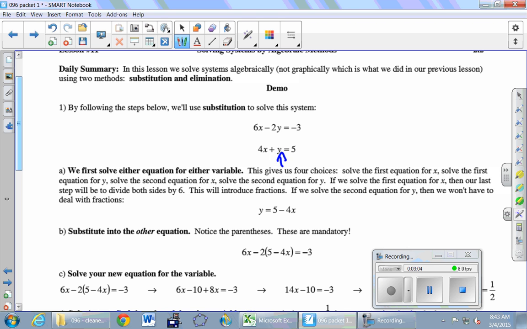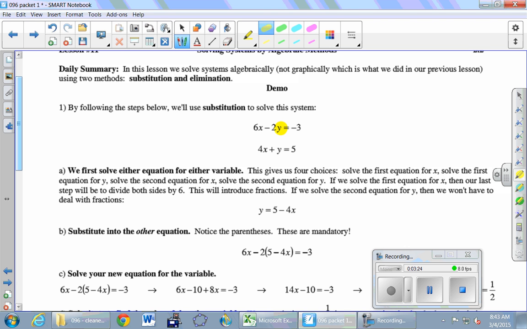So solve this guy for y by subtracting the 4x from both sides. Yeah? So everybody believes that? y is equal to 5 minus 4x. And then we're going to take that y and we're going to substitute it into the other equation. Which equation did we just solve, the first or second? The second one is the one we just solved. We're going to use the other one now.